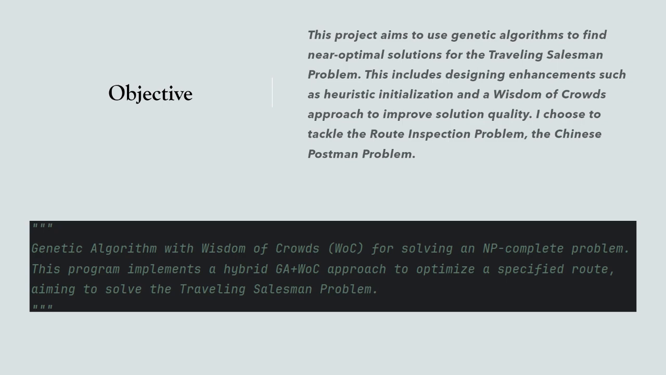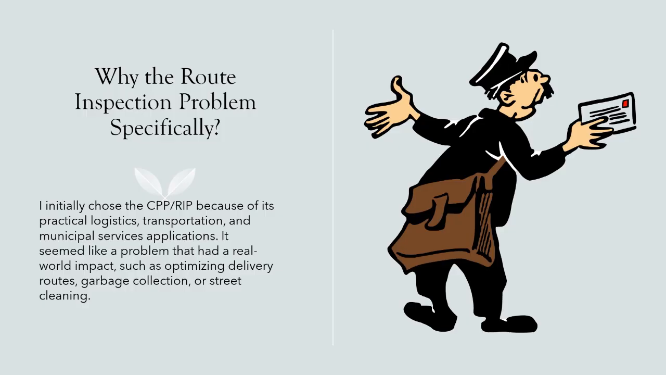I chose to tackle the route inspection problem, which is also known as the Chinese postman problem. And why did I choose the CPP? So I initially chose the CPP because of the practical logistics of transportation and municipal services applications. It seemed like a problem that had a real world impact, such as optimizing delivery routes for garbage collection or street cleaning.